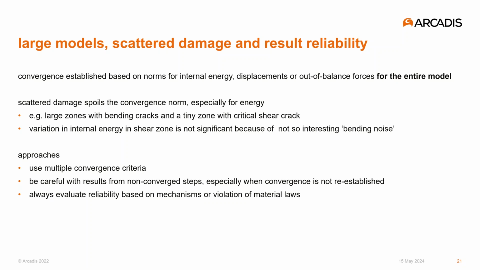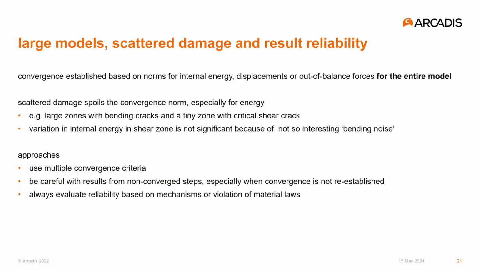All this scattered damage spoils the convergence norms, especially for energy. Anyone analyzing larger structures has experienced that convergence is a lot harder to achieve. And if there's no convergence, how reliable are the results? It actually means there's no real equilibrium in your system.